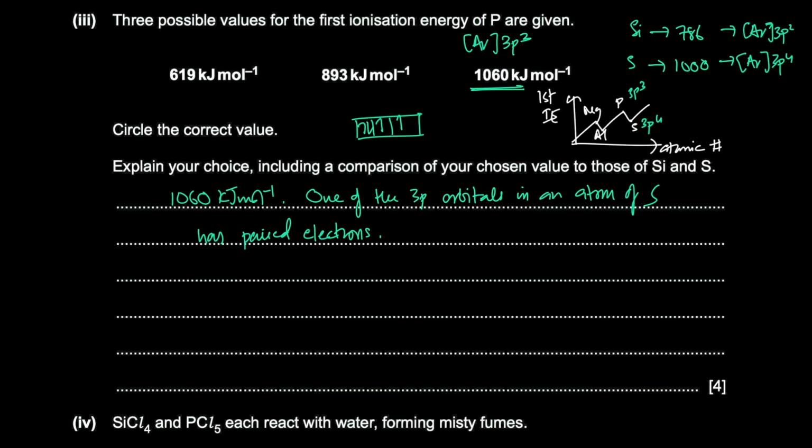Therefore, the outer electron is easier to remove. Therefore, the outer electron is easier to remove due to spin pair repulsion.